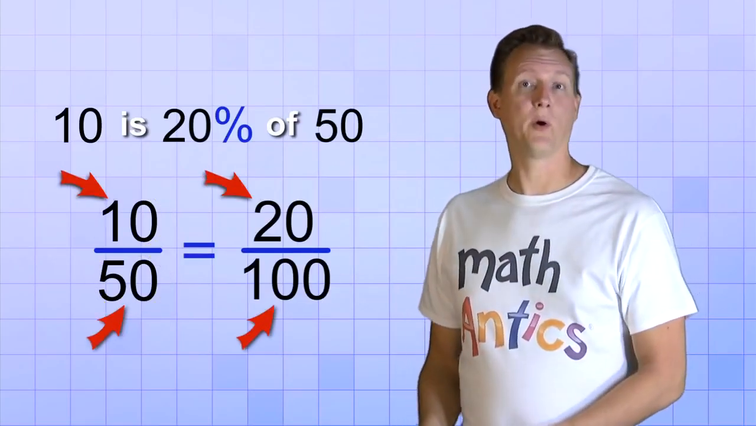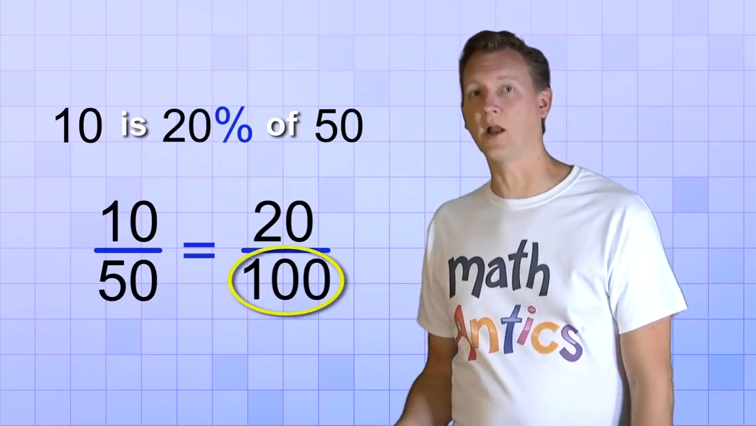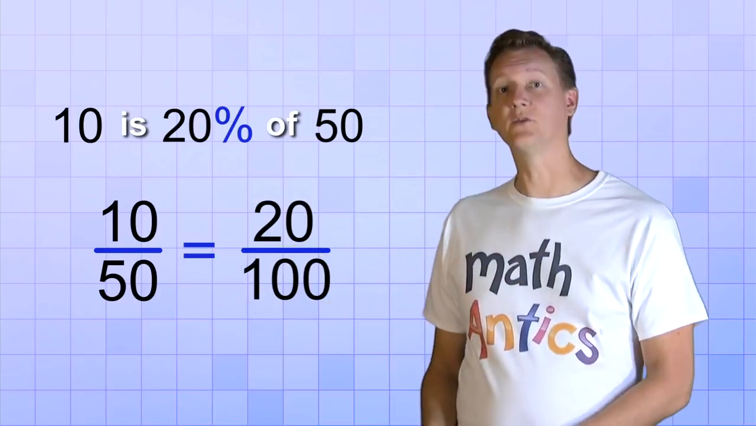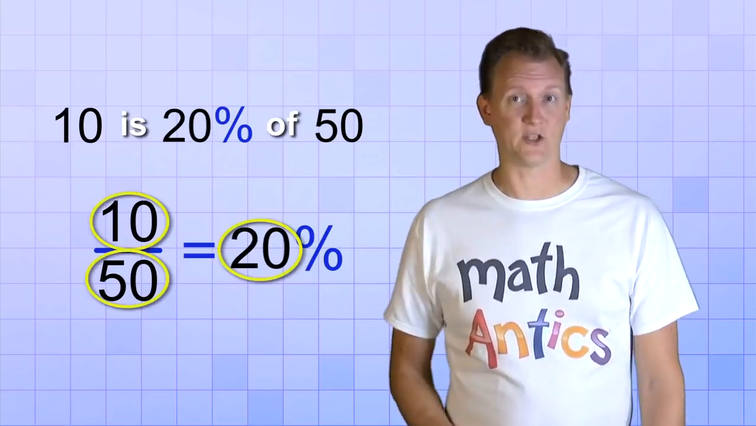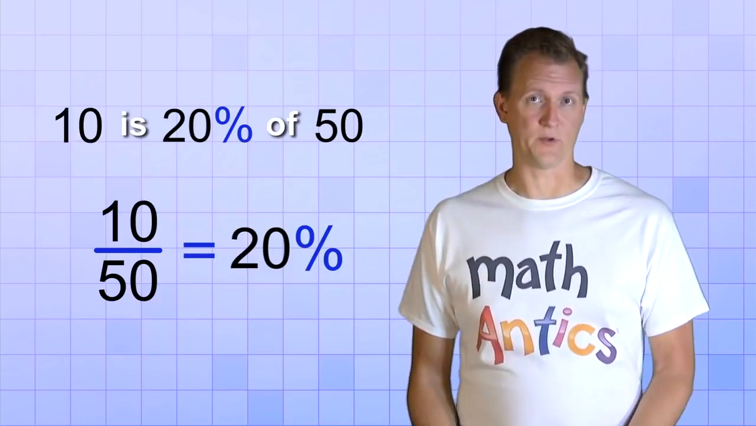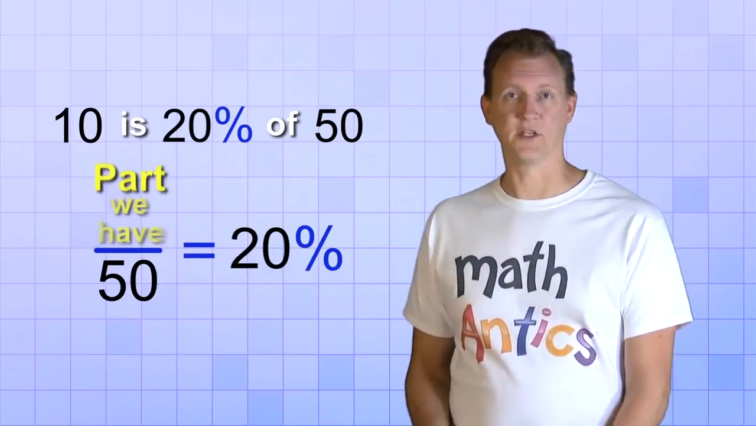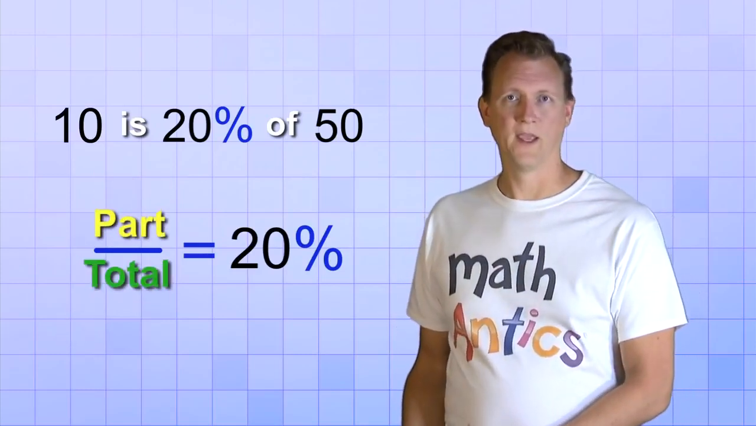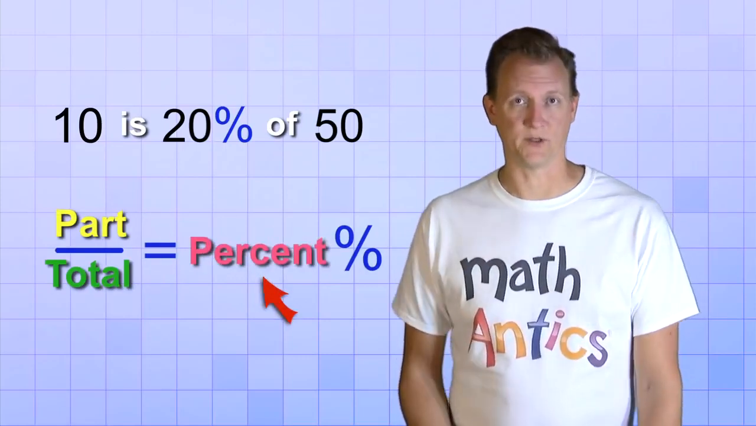So these are the four components of a percent problem. But since we know that 100 is always going to be the bottom number of this equivalent fraction, the percent, we can just rewrite it using the percent symbol. That way we can focus on the other three numbers that can change. And we're going to give each one of these three numbers a name so that we don't get confused. We're going to call the top number of the fraction the part we have, or just the part for short. And we're going to call the bottom number the total. And we're going to call the number in front of the percent sign the percent or percentage.